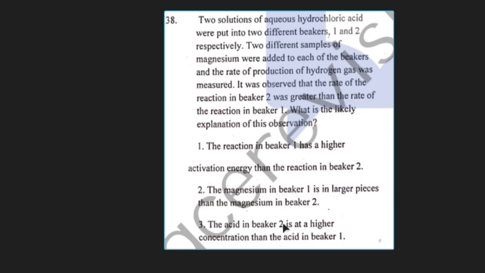3. The acid in beaker 2 is at a higher concentration than the acid in beaker 1, which is of course true. An increase in concentration increases the number of particles, thereby increasing effective collisions. So, our option is A. 1, 2, 3 are correct.